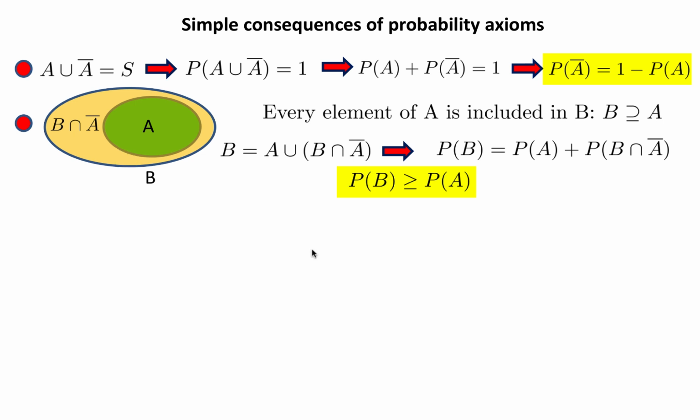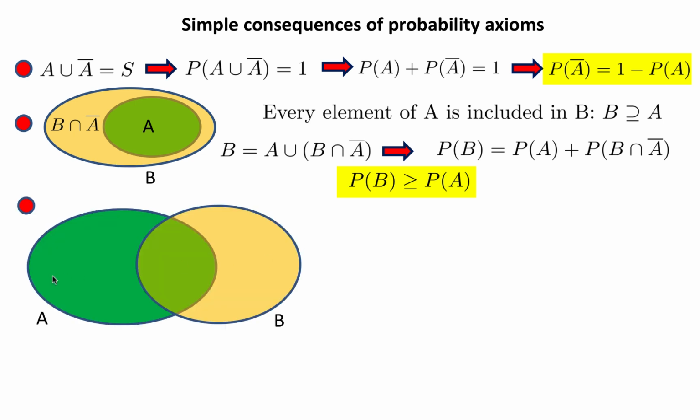Next, let's look at the following situation where we have a set A and a set B. There's some intersection between them. We want to ask, what is the probability of A union B? That is to say, an element of this set, A union B, belongs either to A or to B or to both. To answer this, we will make use of the axiom that the probabilities of independent events can be added up, but here A and B have elements in common with each other. So there is an intersection here.